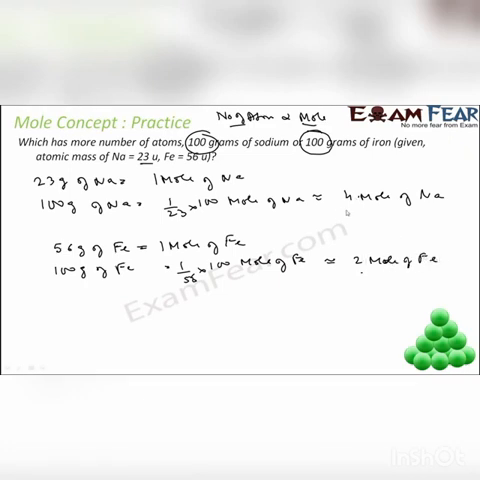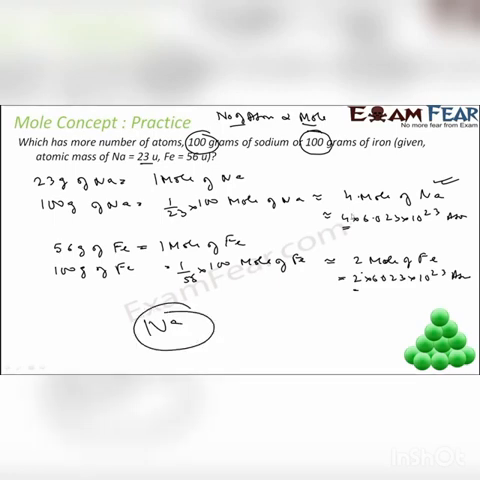This is 4 moles, this is 2 moles. This is 4 moles, that means it is 4 into 6.023 into 10 to the power 23 atoms. This is 2 moles, that means it is 2 into 6.023 into 10 to the power 23 atoms. So which one is more? Obviously sodium is more, because this is 4, this is 2. So sodium has more atoms. Sodium is more.